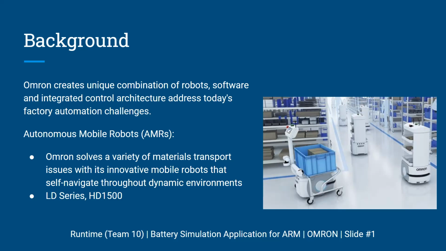So Omron uses these robots to navigate in a very dynamic environment, and the robots carry two of the main series, the LD series and the HD series. The LD series, of course, contains multiple different types, like the LD 60, 90, etc.